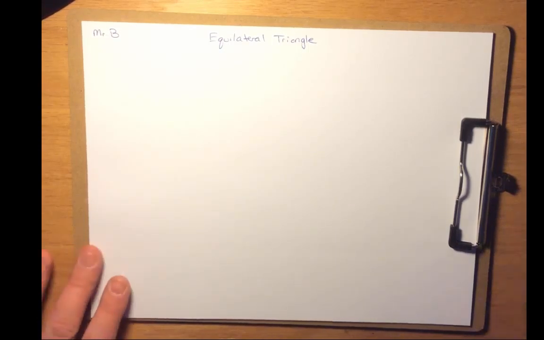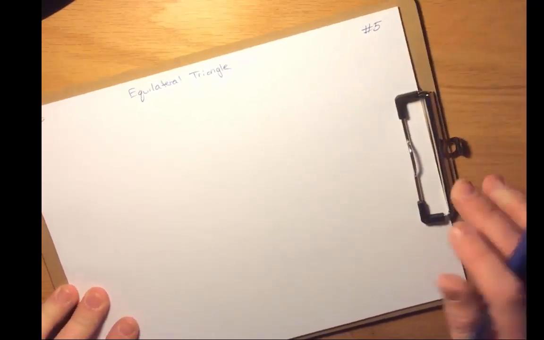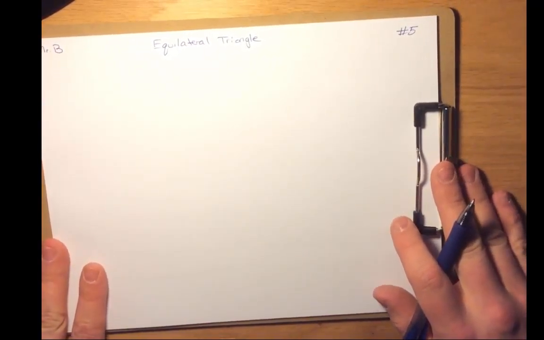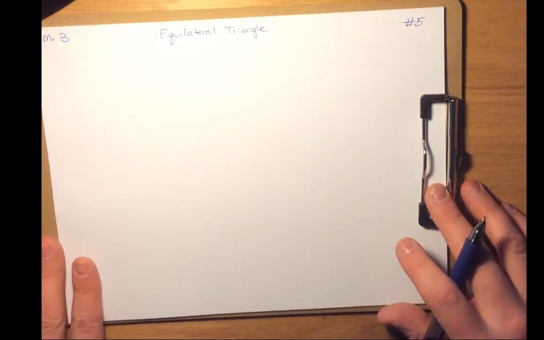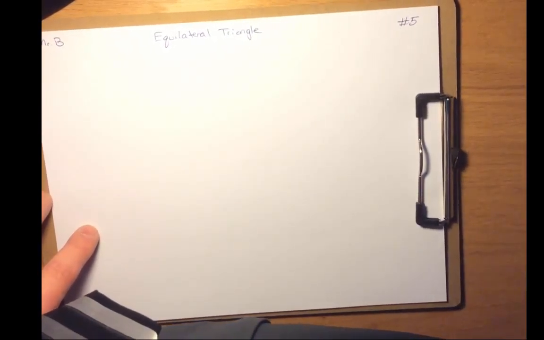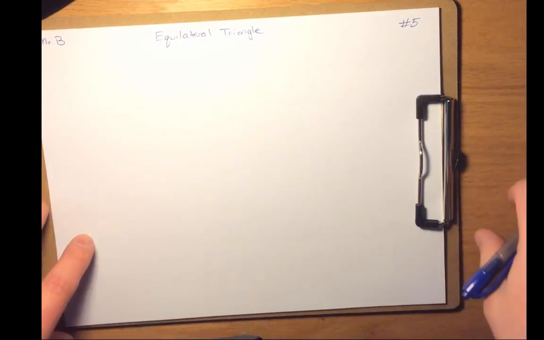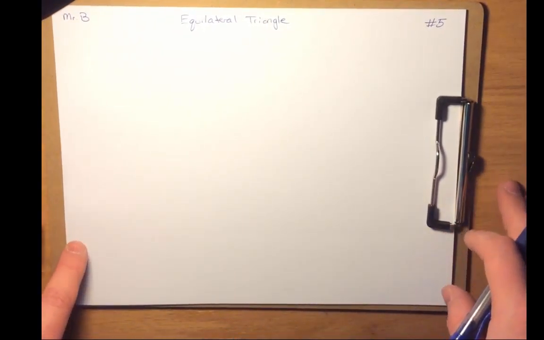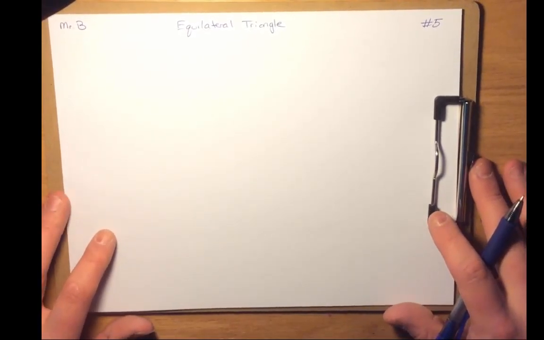Thank you. I am going to call this number 5. And this is an equilateral triangle. This one's pretty easy. The first thing we have to understand is that equilateral triangles have 3 equal sides. That's the whole point of an equilateral triangle.